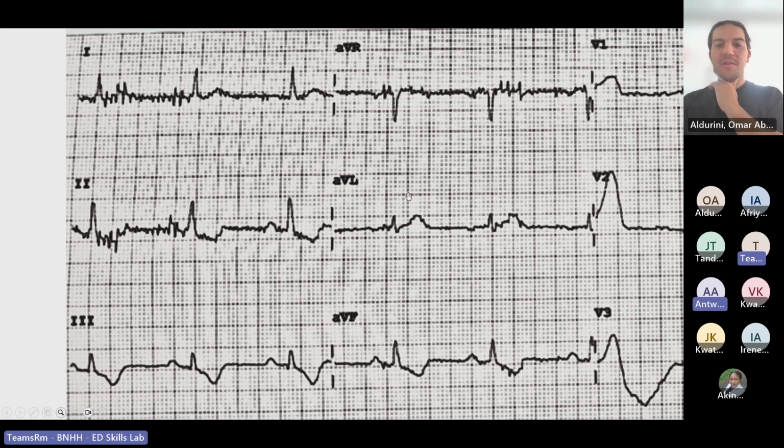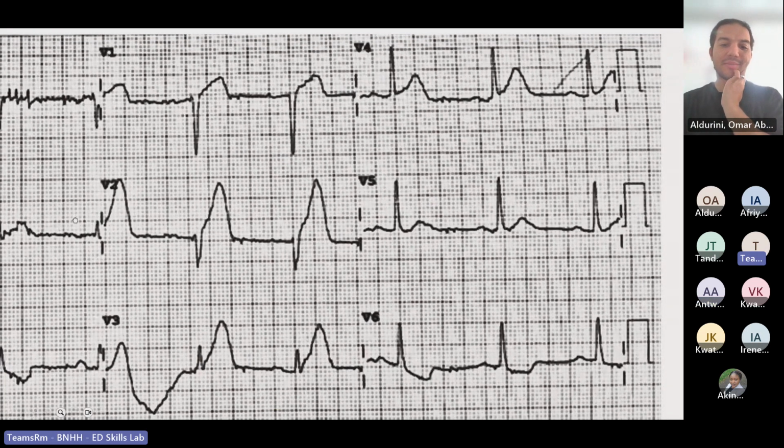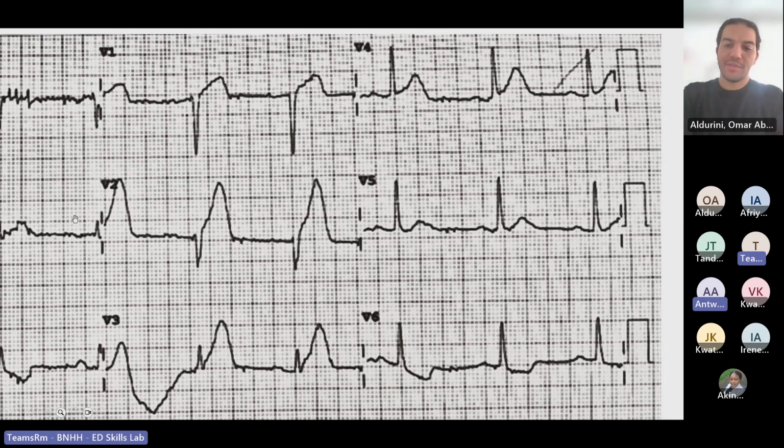And the AVR, can you spot anything? Despite that the baseline is not the greatest, AVR is fine. It's normal. Is there anything that catches your eye in it? Well, it's not clear to me. If I zoom it, it's still not clear. Okay. But let's move to the chest leads.